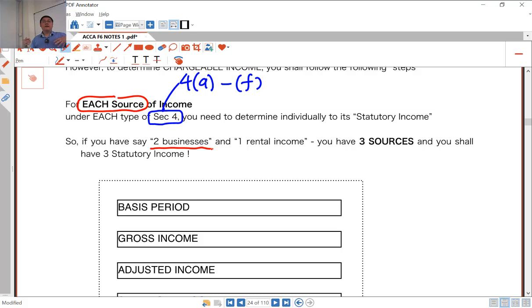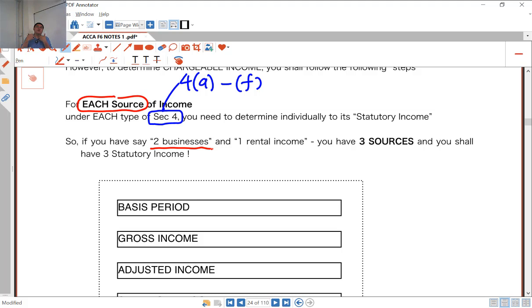Now, if you have 2 jobs, for example, in the morning I teach in MCKL, at night I go to a bar, I become a bartender. So I got 2 jobs. How many sources do I have? 2, because I got 2 employments. But if I have 2 properties that I collect rental from, let's say I have 1 house and 1 factory, how many sources do I have? Unfortunately, that's 1.